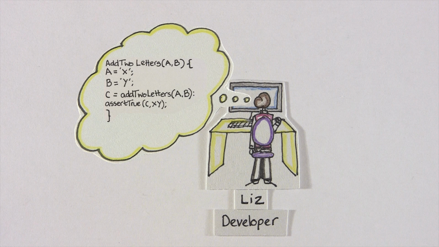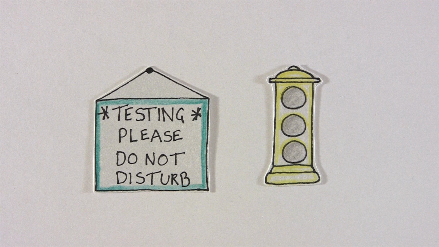After Liz has written the test, she runs it against the already existing version of the system. Since the piece of code that delivers this functionality is not written yet, and so not part of the current version of the system, the test fails. Liz then writes just enough code to make the test pass. At this stage, the code is not perfect, but it will now pass the test.